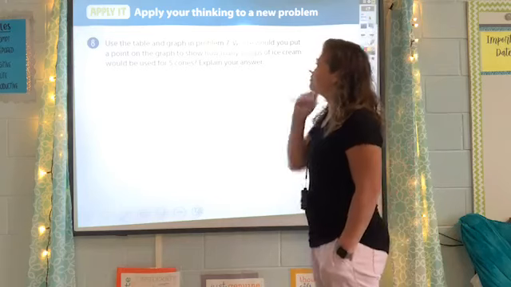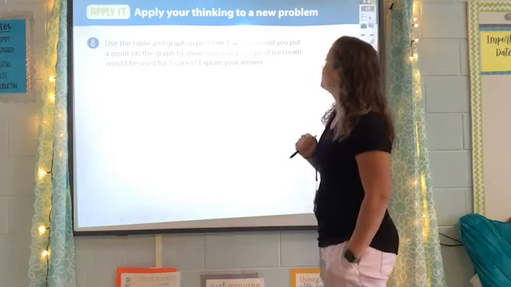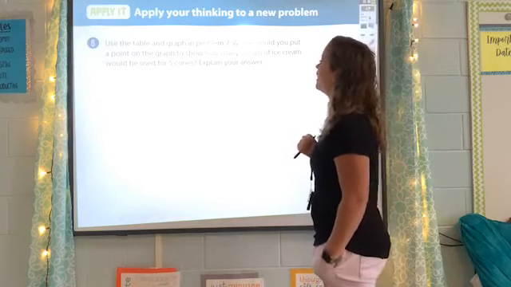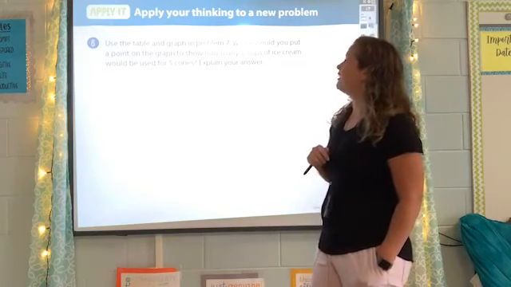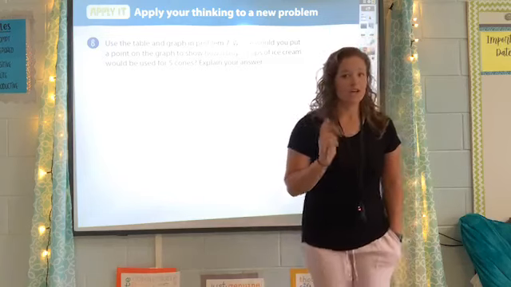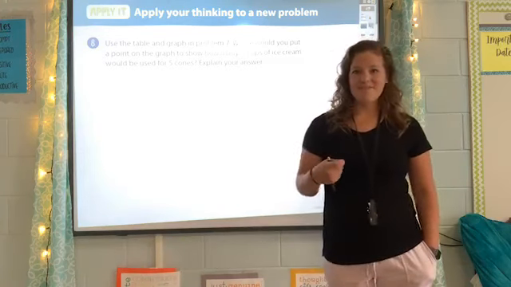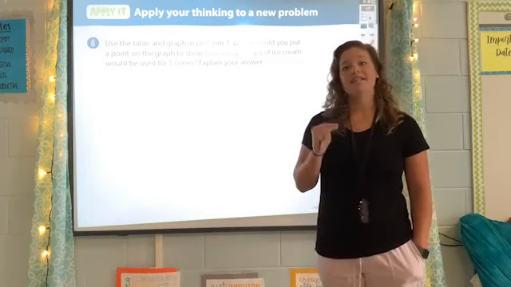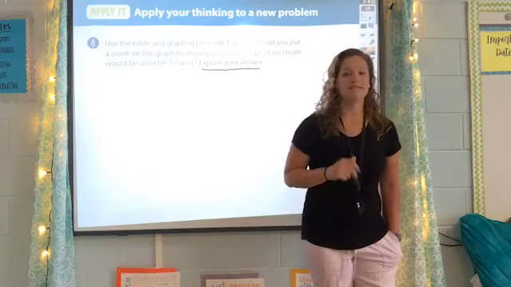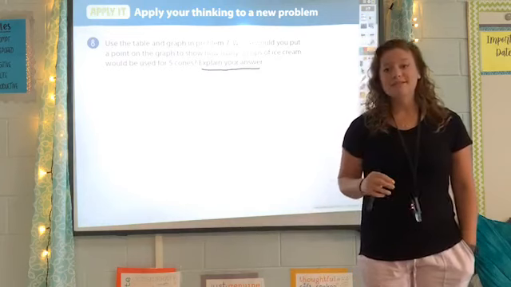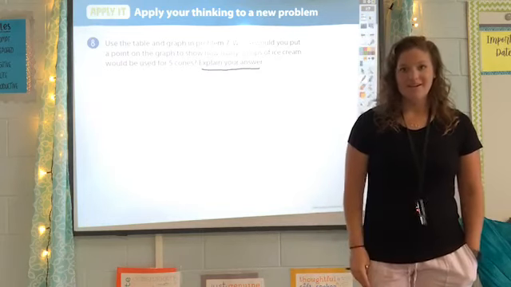Use the table and graph in problem 7. Where would you put a point on the graph to show how many scoops of ice cream there would be for 5 cones? Explain your answer. Go ahead and take a minute, and I want you to add that 5th point on there. All right, and explain. Remember, when you explain, you have to write in a complete sentence. Capital letter, restate yourself, end with a period. All right, go ahead.